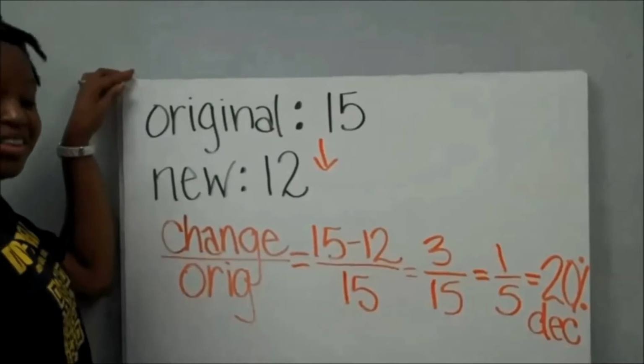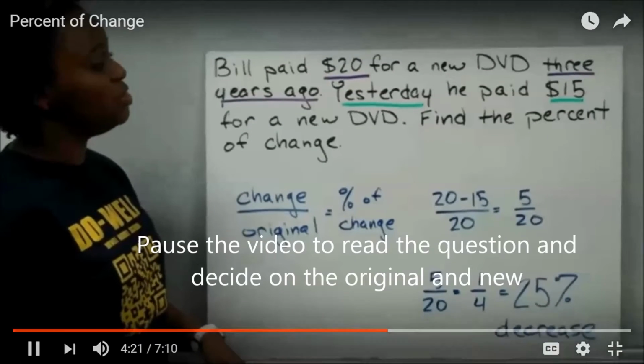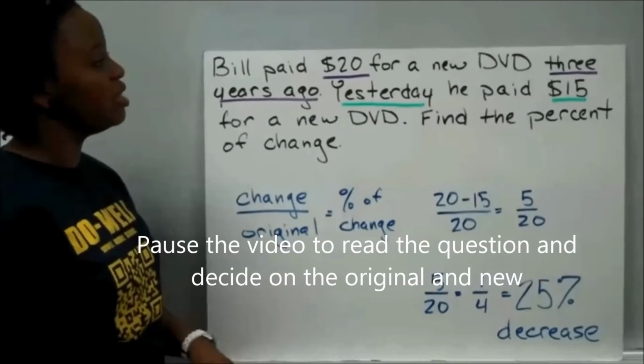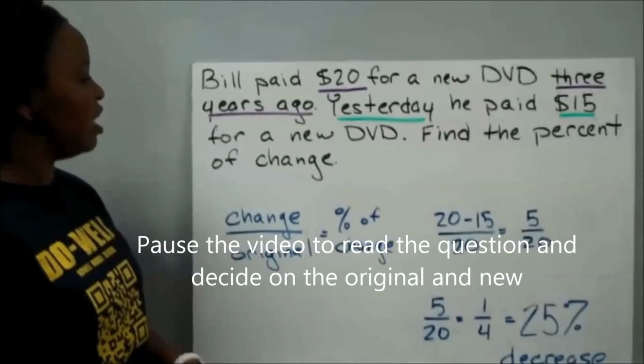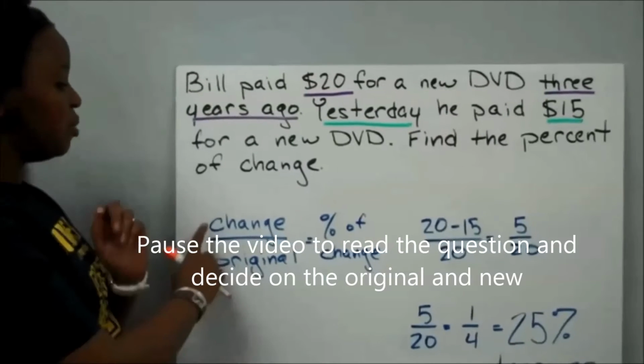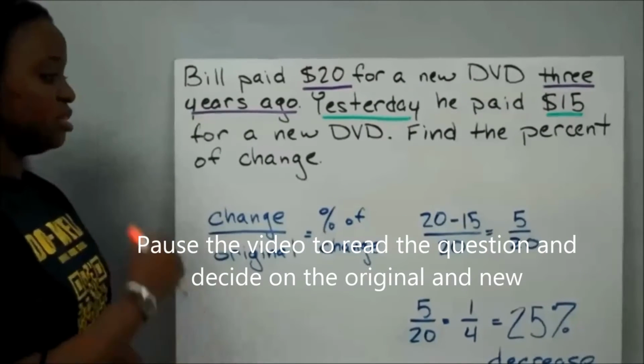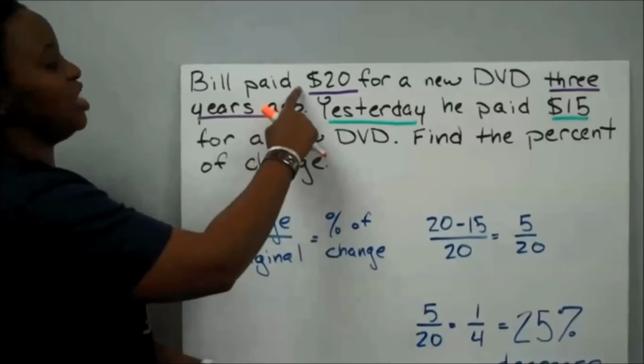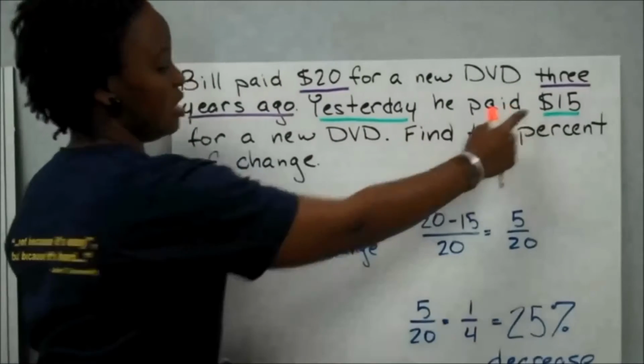Alright, let's take a look at another example. I paid $20 for a new DVD 3 years ago. Yesterday, he paid $15 for a new DVD. Find the percent of change. So, we know we're looking for the change and the original. Easy. The change, 20 minus 15.